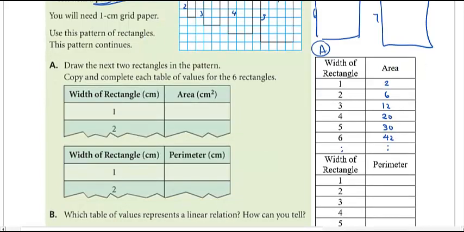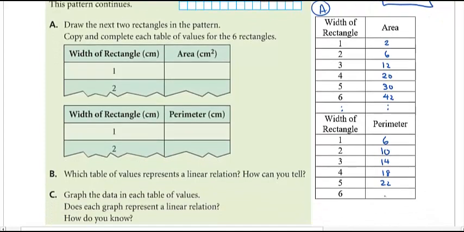Perimeter of rectangle number 1. 1 plus 2 is 3 times 2 is 6. 2 plus 3 is 5 times 2 is 10. 3 plus 4 is 7 times 2 is 14. And then hopefully you can see the pattern, 18, 22, and also 26. Now here's the interesting question.